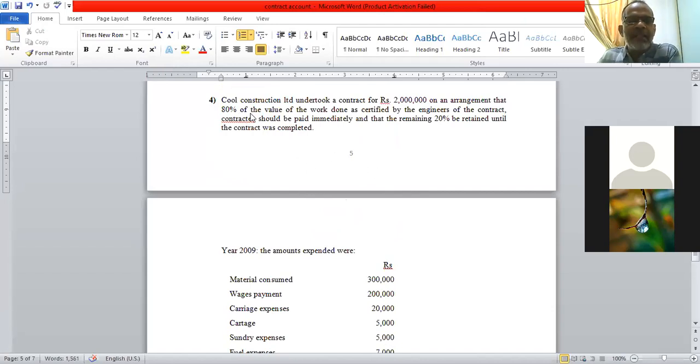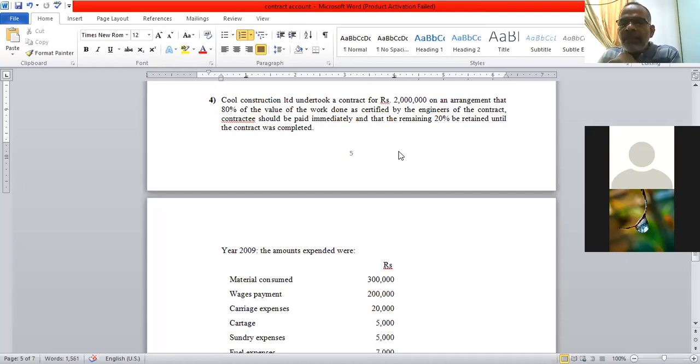Please keep it there. Cool Construction Limited undertook a contract for 2 million on an arrangement: 80% of the value of the work done by the company or certified by the engineer of the contract should be paid immediately, and the remaining 20% will be retained until the contract was completed. This is what we have discussed, retention. If there is a retention already agreed between the contractor and contractee, say for example 10% or 20%, that can be accommodated by both parties.